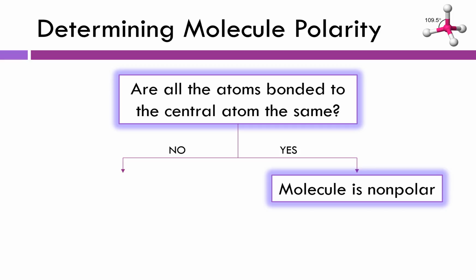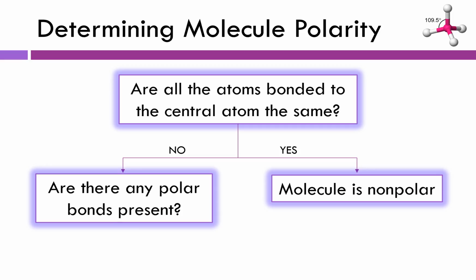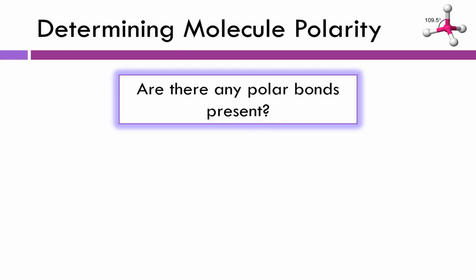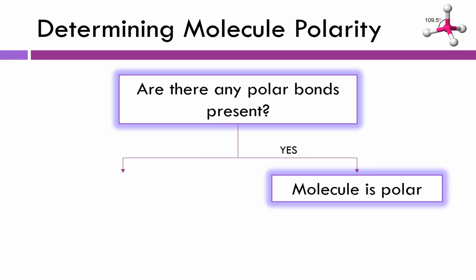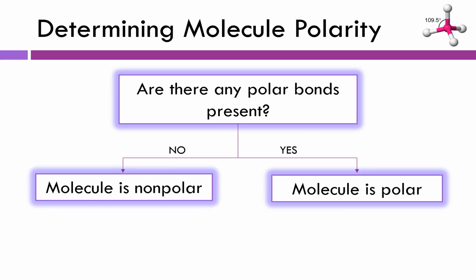On the other hand, if you don't have all the same type of atoms bonded to the central atom, you've got more work to do. You need to look for polar bonds. So this is where you're going to look at differences in electronegativity between the central atom and all the other atoms that are attached to it, and see if any of those bonds are polar. If a polar bond is present, your molecule must be polar, and if none of those bonds are polar, then you're looking at a nonpolar molecule.